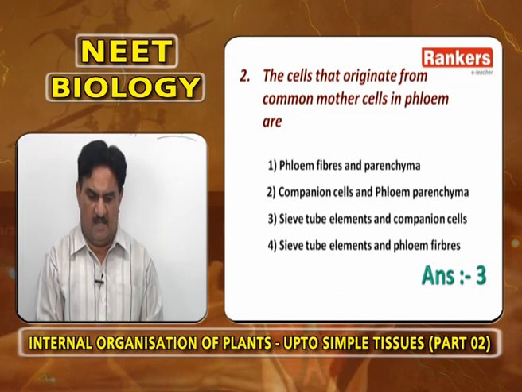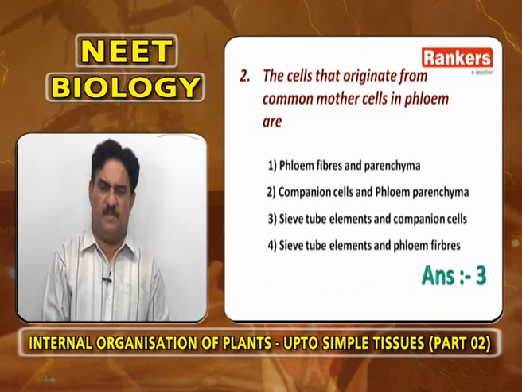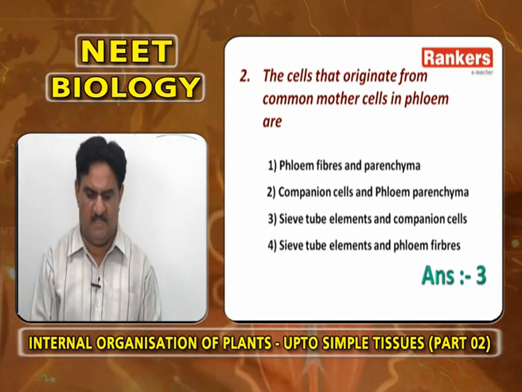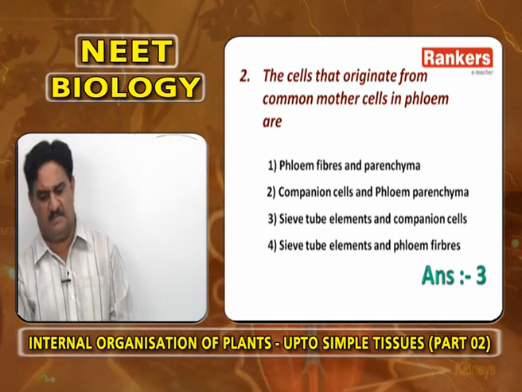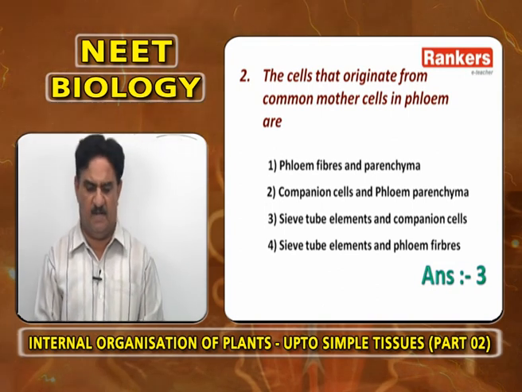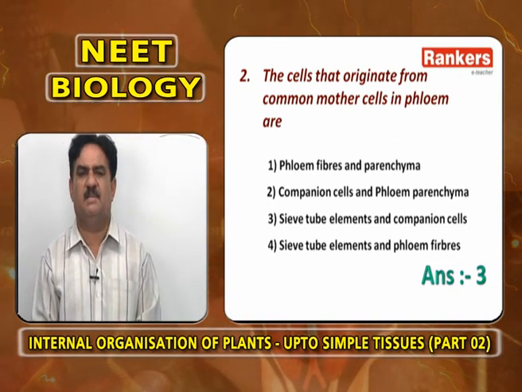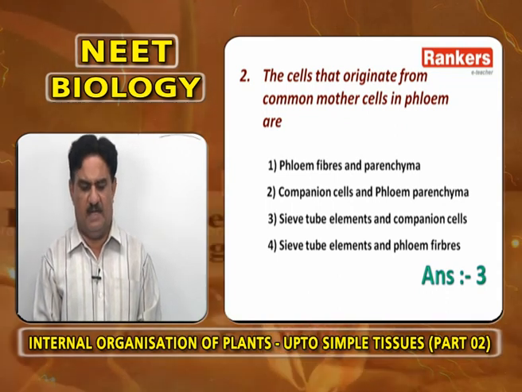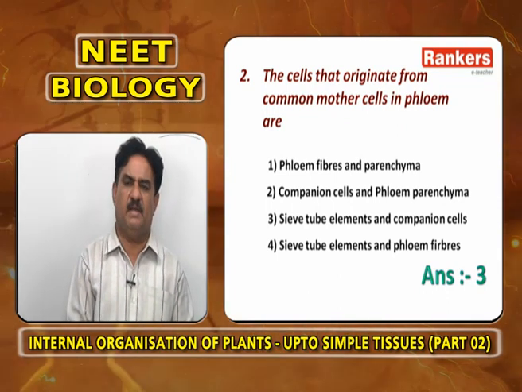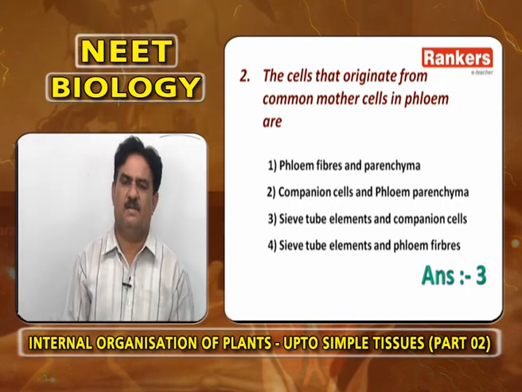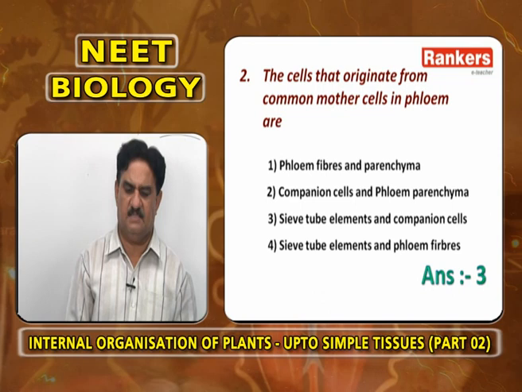So, the cells that originate from common mother cells in phloem. A common mother cell means a common meristematic cell in phloem. It is sieve tube elements and companion cells, not phloem fibers and phloem parenchyma. The answer is sieve tube elements and companion cells. These originate from the common parental cell. That's why both are popularly known as sister cells in plants.